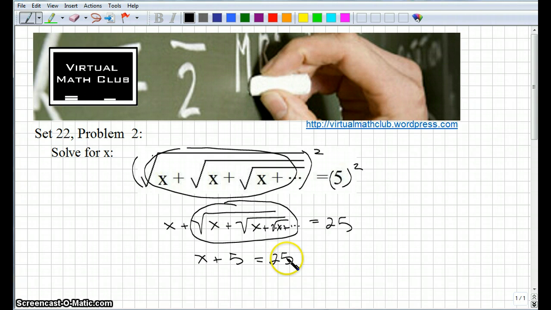So essentially we have x plus 5 is equal to 25. Well, now it doesn't look so bad, right? Now we can just subtract 5 from both sides, and we get x is equal to 20. And that's our answer, 20. So the key was just recognizing that if we square both sides, we end up with this piece that's the same thing as what we had before. And we knew what that was. That was 5. Alright, so there you go.